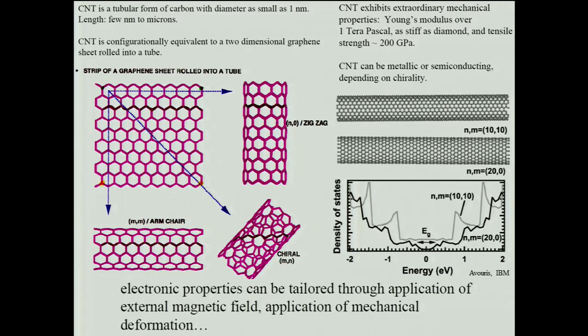Also, you can see these N and M. When you write in a lattice form, these are how many units you move along this direction and how many units you move along the other. So, depending on that you can predict whether your carbon nanotube would be metallic or semiconducting.